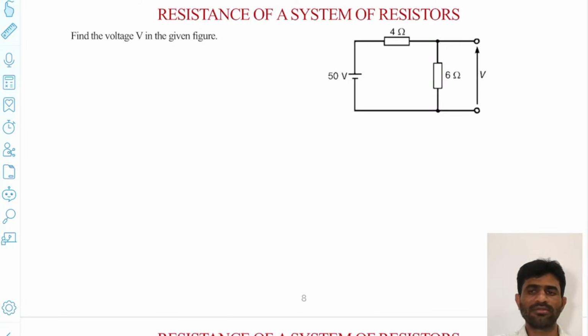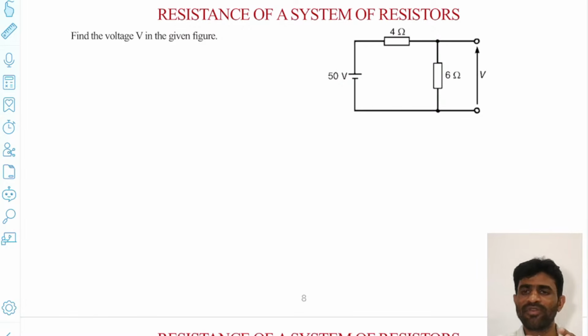How do you find it? Same as the previous concept. It is not connected to another battery. That is a voltmeter there, Lina. That is a voltmeter connected across 6 ohms. So this 50 volts is divided across 4 ohms and 6 ohms.